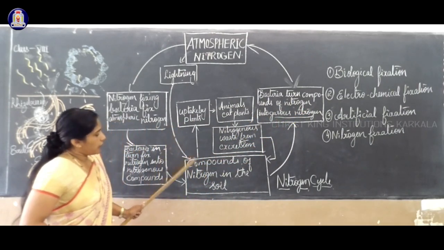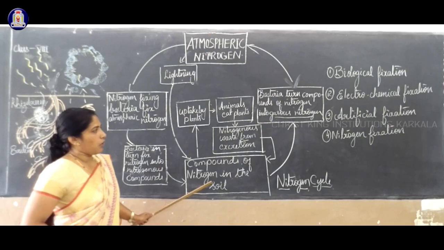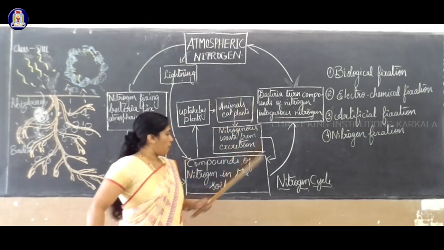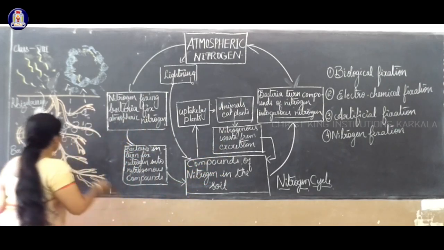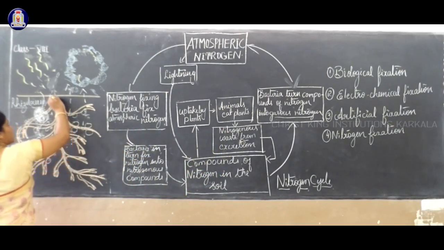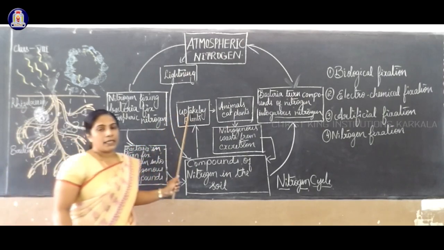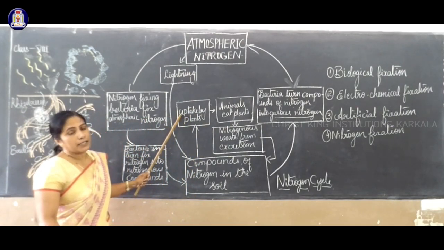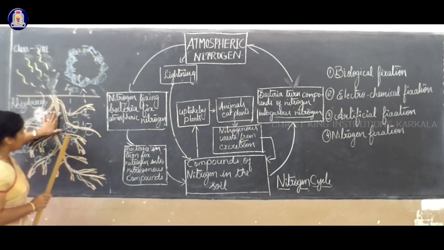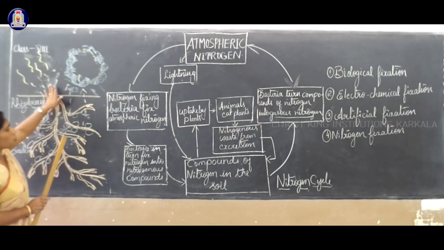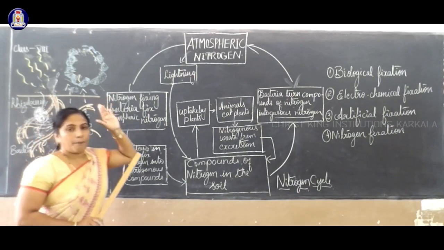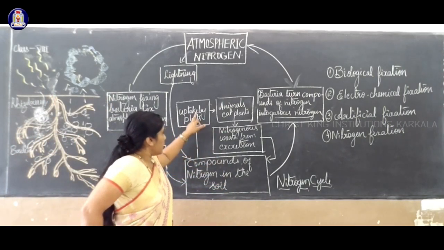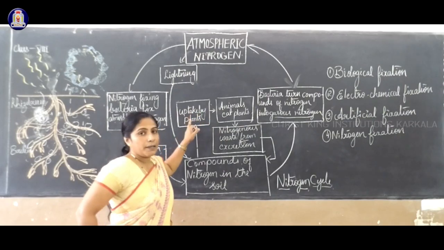After that, for example, compounds of nitrogen in the soil, one we have studied, the bacteria will convert into gaseous form again. Another: whatever is present in the soil, nitrogen will be absorbed by the plants, that is, uptake by the plants. The plants will absorb the nitrogen from the soil. That is the meaning of uptake by plants.